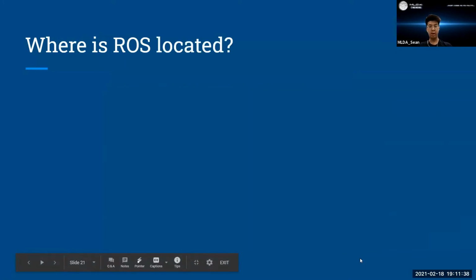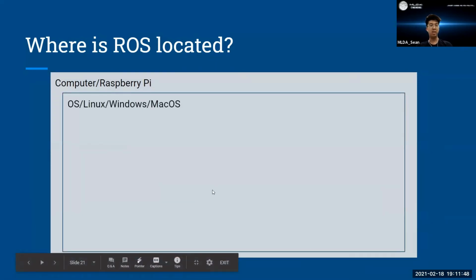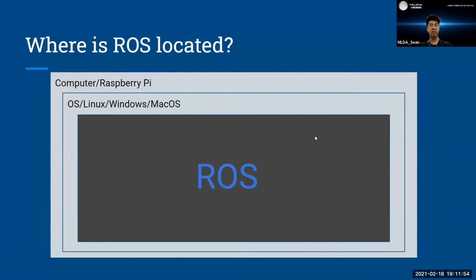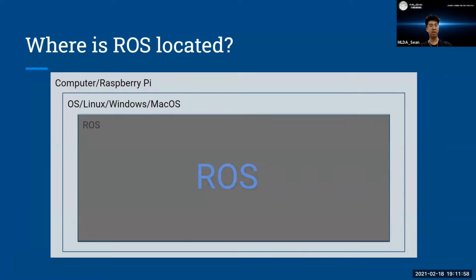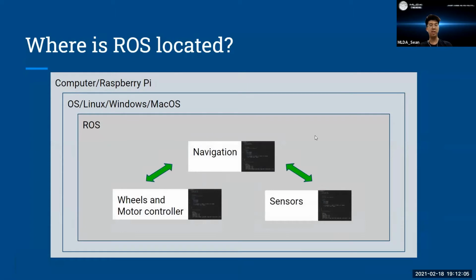Okay, so now I would like to talk about where ROS is located. Imagine this big box is your computer or your Raspberry Pi, the hardware itself. Within it, there's your operating system, Linux, Windows, or Mac OS. Then inside the operating system is where ROS is located. And where is your code, or where are your codes talking to each other? Well, it's actually inside ROS.